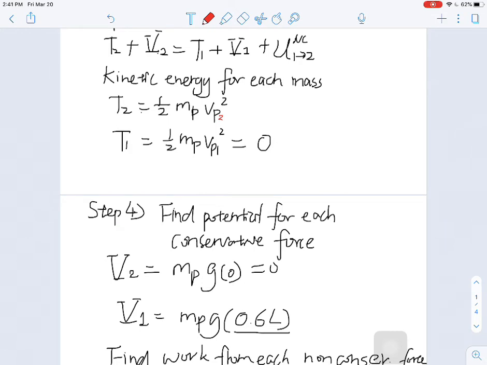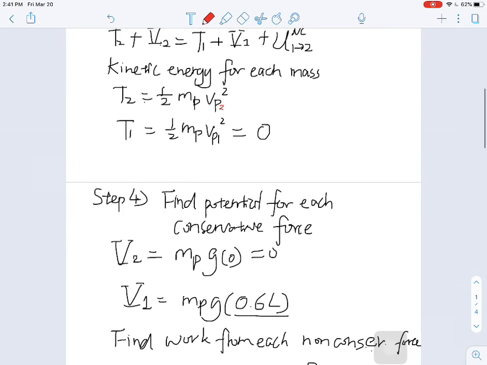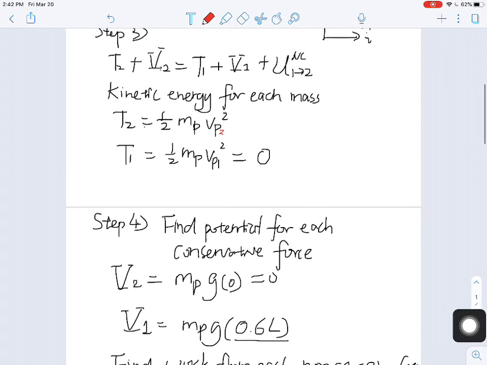And step 4, you need to find all the work or potential energy from each force on your free body diagram. So the weight force can be written as potential at position 1 and 2. So at the beginning, you have potential mpg times 0.6 L, and that's position 1. Let me double check that.